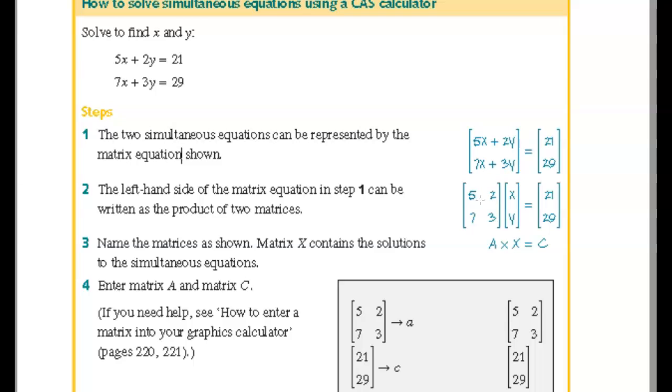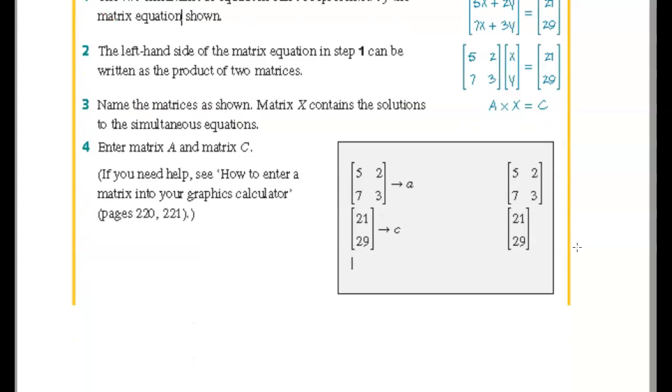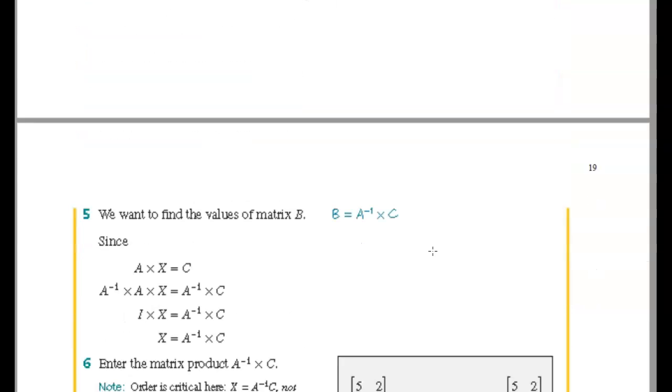Okay, so we've got the coefficients of x in our first column, the coefficients of y in our second column. We've got our variables x, y, and our constants 21 and 29. Now you can, in your calculator, allocate A and C. I think that's a bit of a waste of time unless you're doing a lot of work with that matrix, because what's the point of storing something if you're only using it once? I don't see the point in storing.